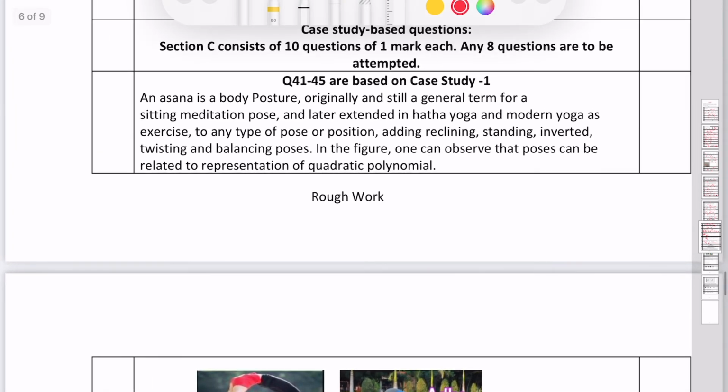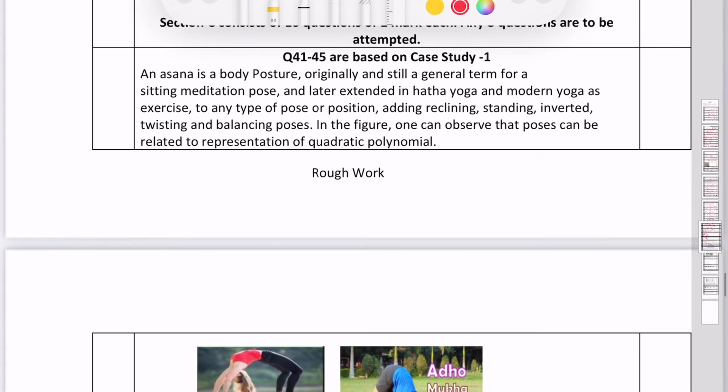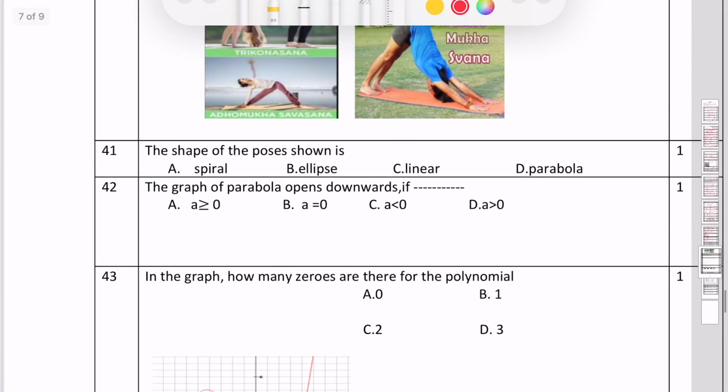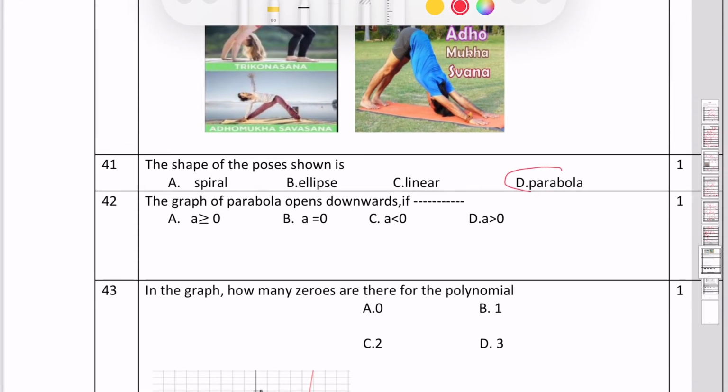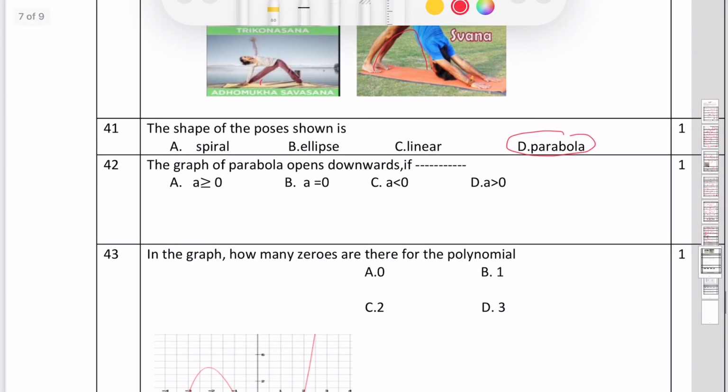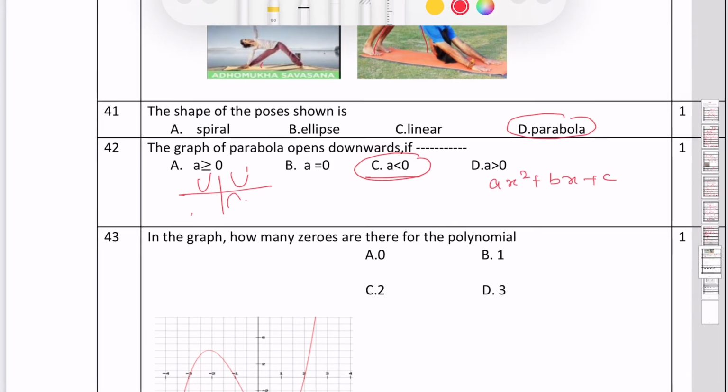Here is a case study we have, that asanas is a body posture given, and it is with the help of that quadratic polynomial, what are the questions. So the shape of the poses is a parabola. We know that you see the shapes are parabola. If it is downward, then a is less than 0. A is greater than 0 when we say it is upward, which is in the form of ax square plus bx plus c. How many zeros are there?